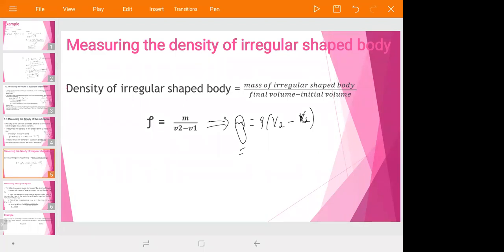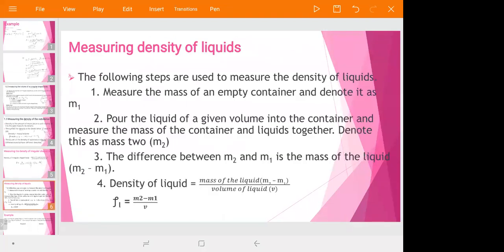Do you have any question before I proceed to the next subtopic? If you don't have a question, let us see how we can measure the density of a liquid. Density of a liquid.